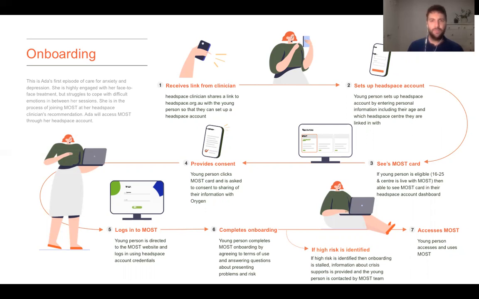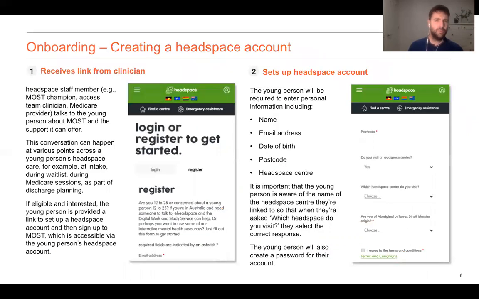Let's take a look at these steps in more detail. In step 1, a Headspace staff member, for instance, a MOST champion, access team clinician, or Medicare provider, will talk to the young person about MOST and the support it can offer. This conversation can happen at various points across a young person's Headspace care, for example, at intake, during waitlist, during Medicare sessions, or as a part of discharge planning. If eligible and interested, the young person is then provided with a link to set up a Headspace account and then can sign up to MOST via their Headspace account.